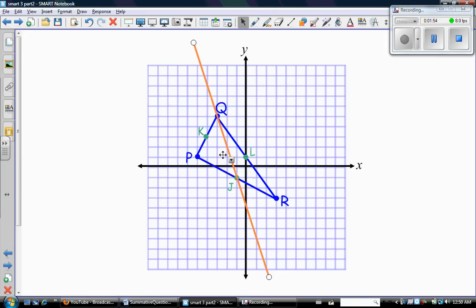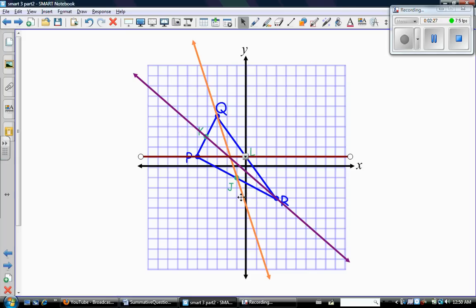And then we found the median line from R to K, and it looks like this. Now, you can see where those two lines are intersecting. So when we look at the third median line, if we've done everything right, including my little graph here, then they'll intersect. The third one will also have the same point of intersection. So here's that third median line from P to L, and you'll see that they intersect in the same point. And that point is called the centroid.